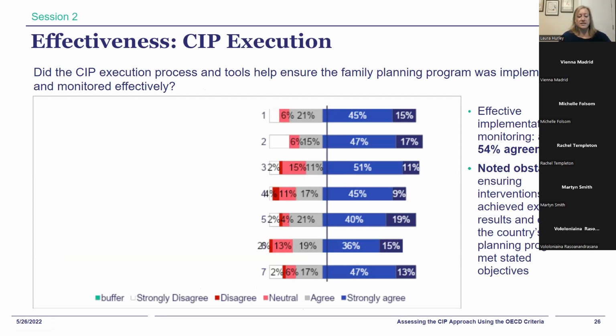So the final slide on effectiveness shows responses to comments on CIP execution. Average agreement on the effectiveness of CIP execution, including implementation and monitoring processes and tools, was rather low at 54% agreement. Agreement was low across the statements, but the largest obstacle seems to be ensuring interventions achieved expected results and ensuring the country's family planning program met its stated objectives. Next slide.